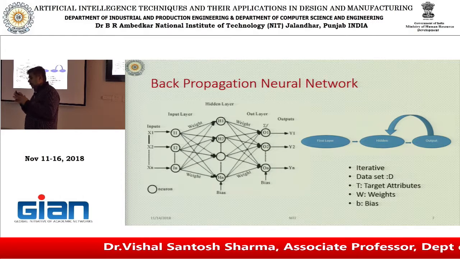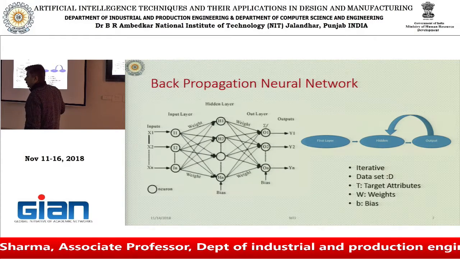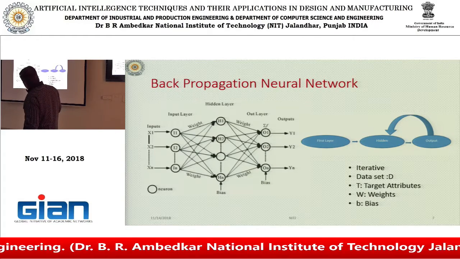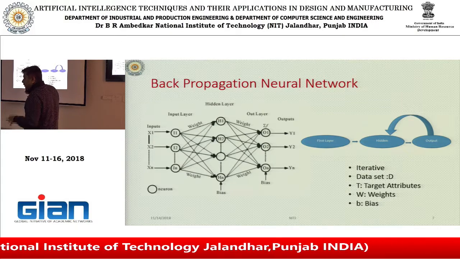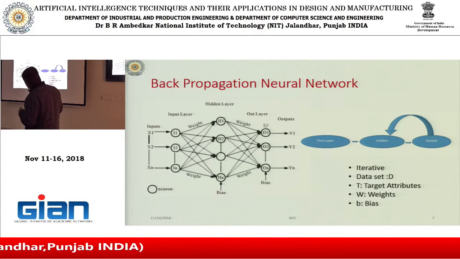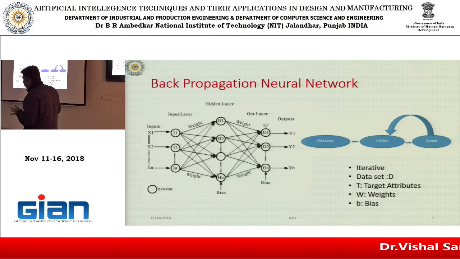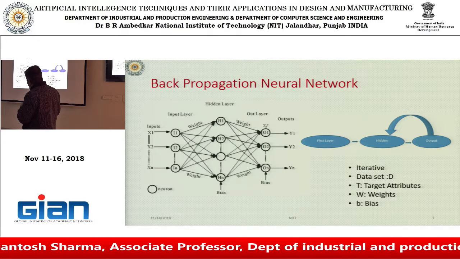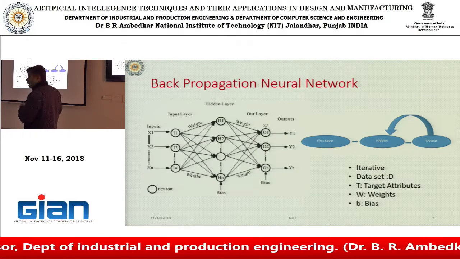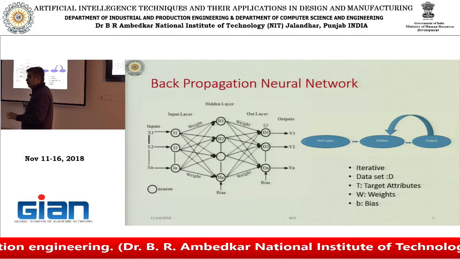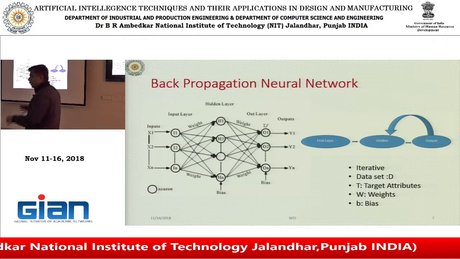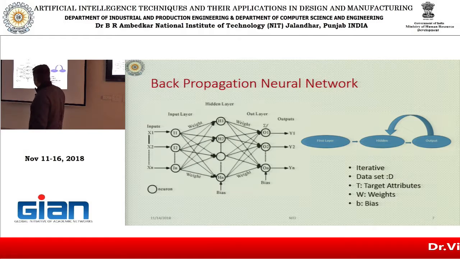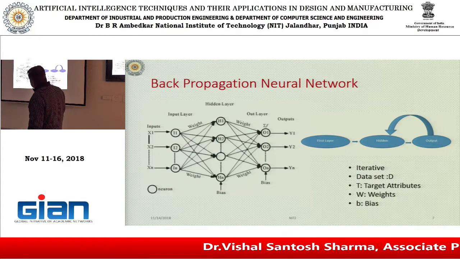So that error you will find out. How much is the error here? Whatever error you get here, you will divide it among the previous layers. You will be dividing the error through the weights and the biases. So we go back to the previous layers and distribute the error by changing the weights and biases. That is why it's called backpropagation. Whatever error I have here at the output, I will be back propagating it.